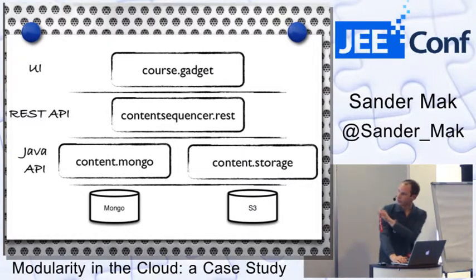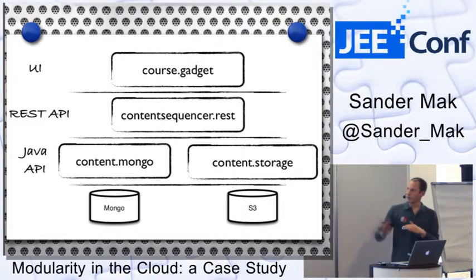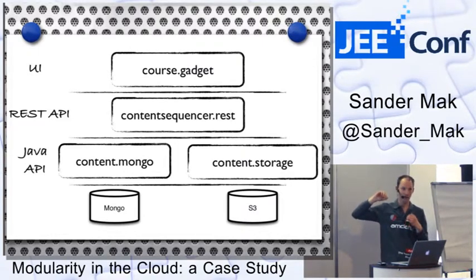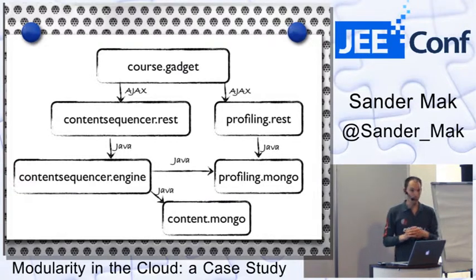Now, this is more or less a static view of how these bundles and modules layer. If you put in the interactions, you see that the gadget is not necessarily restricted to only talk to this content sequencer endpoint. As I said in the beginning of the presentation, we also do a lot of profiling of all the clicks and all the actions that happen in the system. And for that, this course gadget also talks, for example, to the profiling endpoint. And of course, since these are all just REST endpoints, we can do HTTP calls, and there's no problem there.